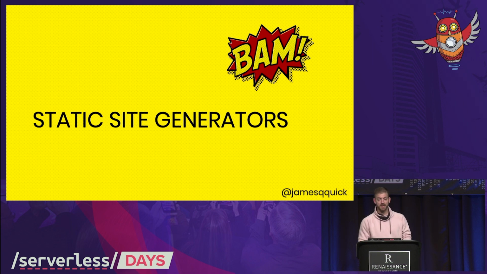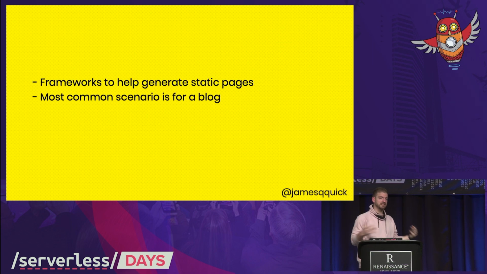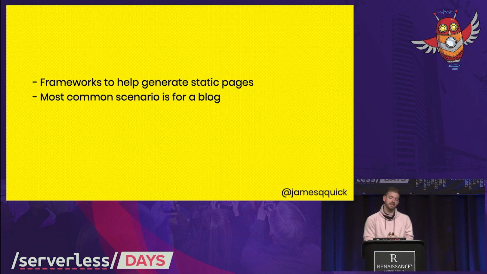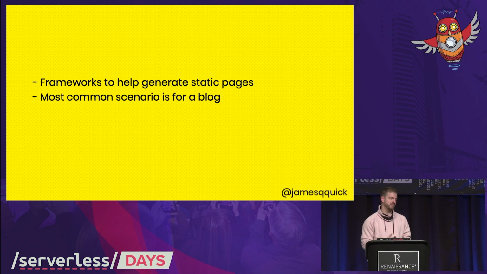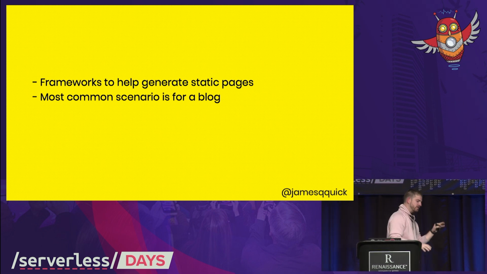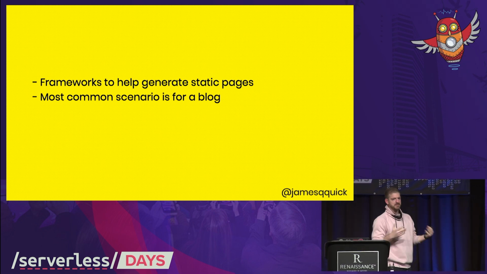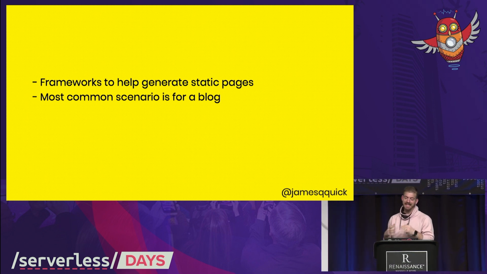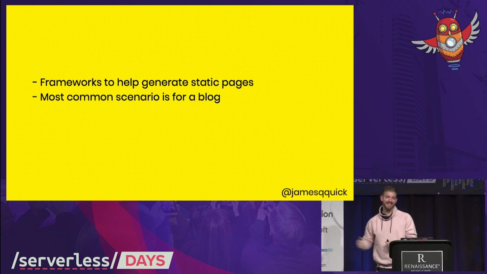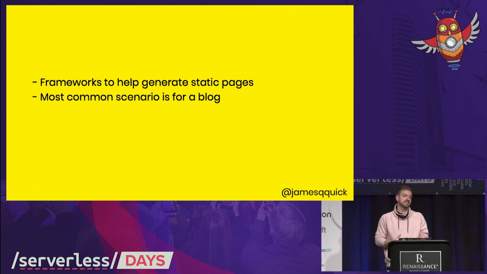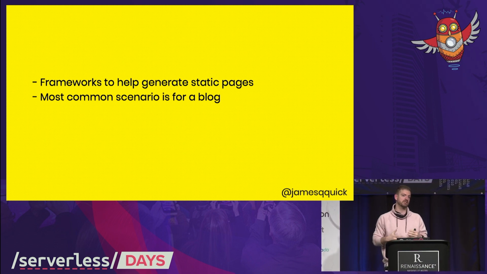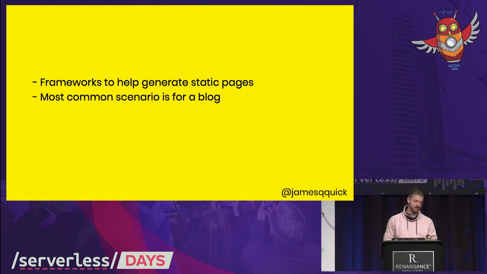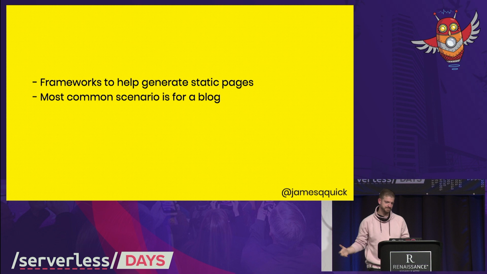Awesome. So you probably know a static site generator is basically a framework to help you generate static pages. The most common scenario, again, is for a blog. Instead of manually creating all these HTML pages to represent your blog posts, you can have some sort of data source. A static site generator can go and grab all of the data out of that data source, and it can use it to generate static HTML pages to represent those blog posts that are then just served directly back to the user when they ask for it.